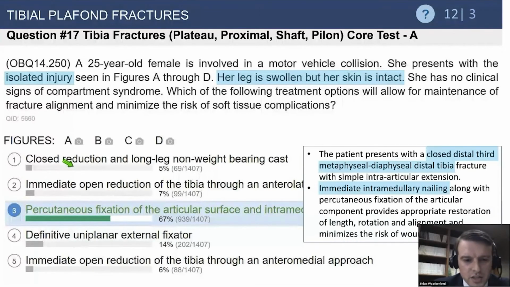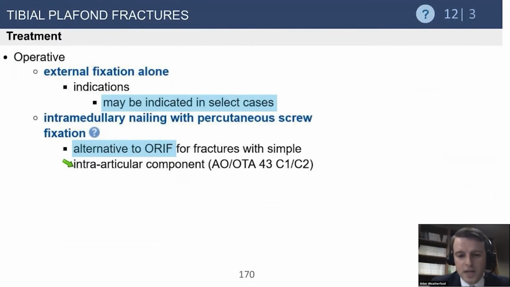I think that there are studies looking at fixation of distal tibial fractures showing equivalent outcomes with nailing versus plating. So again, somewhat of a controversial question, but if you are asked, the explanation is that the patient has a minimally displaced articular component that can theoretically be managed with percutaneous fixation as long as you can achieve an anatomic reduction. And then the diaphyseal component can be managed with an intramedullary nail, and that avoids significant soft tissue complications.